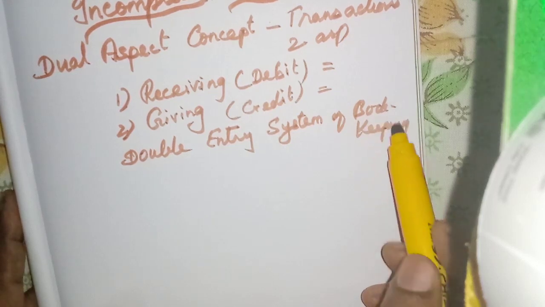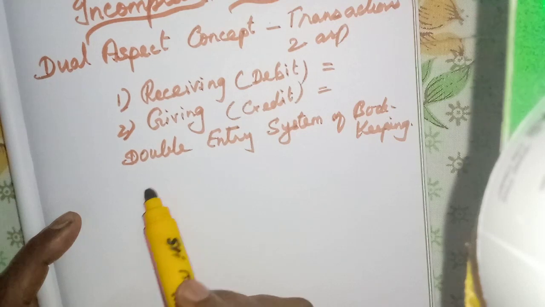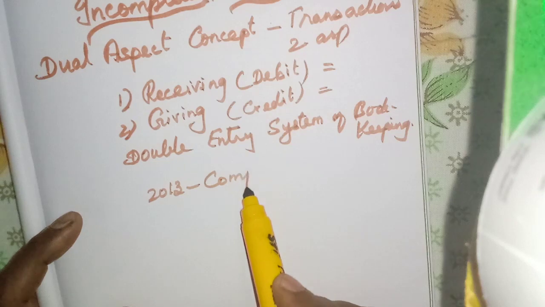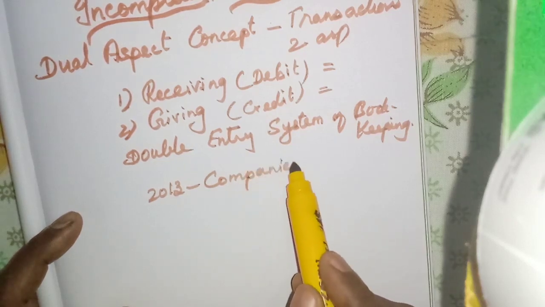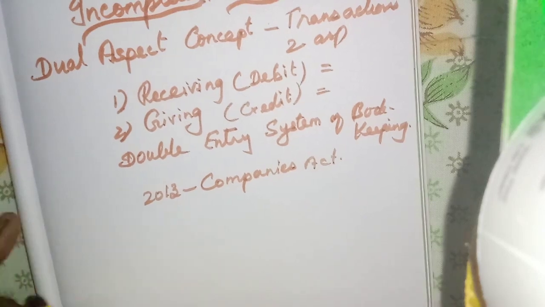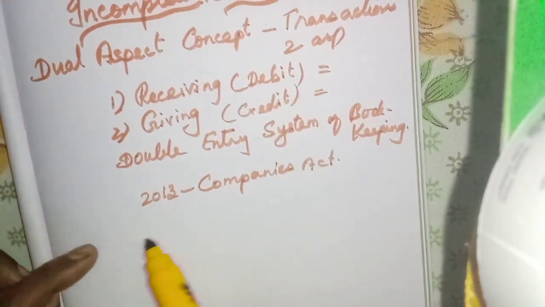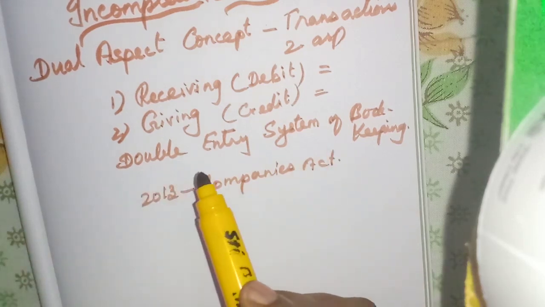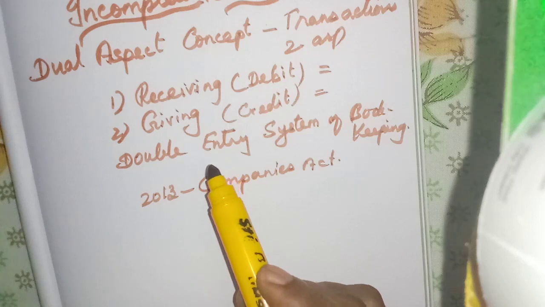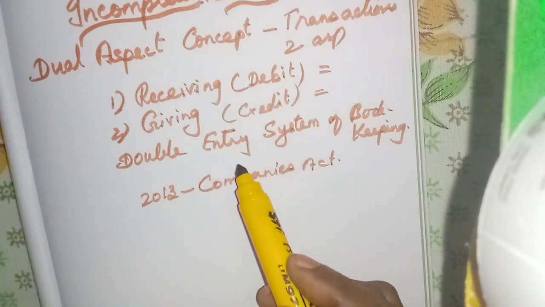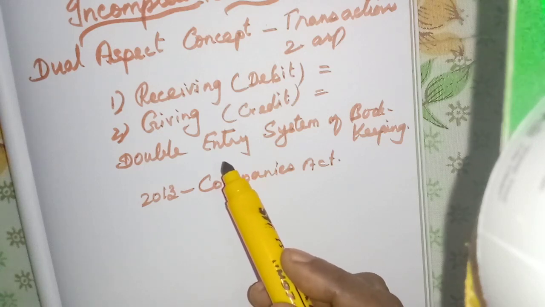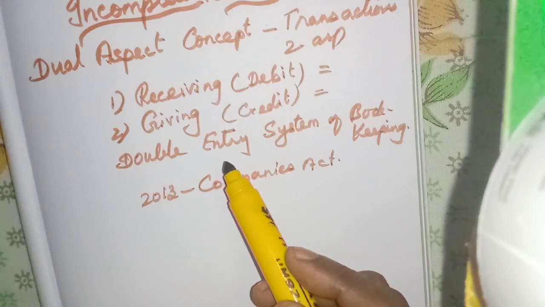This is the only system acceptable under the Companies Act 2013. The Indian Companies Act has accepted that accounts be maintained under the double entry system of bookkeeping. For each debit there will be a corresponding credit, and every transaction has two aspects. If one is debit, the other will be credit.